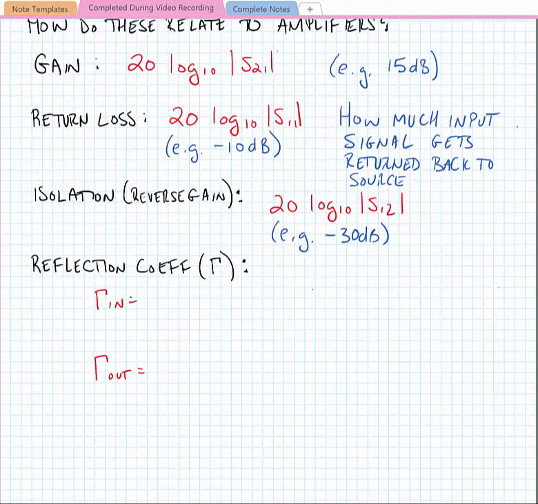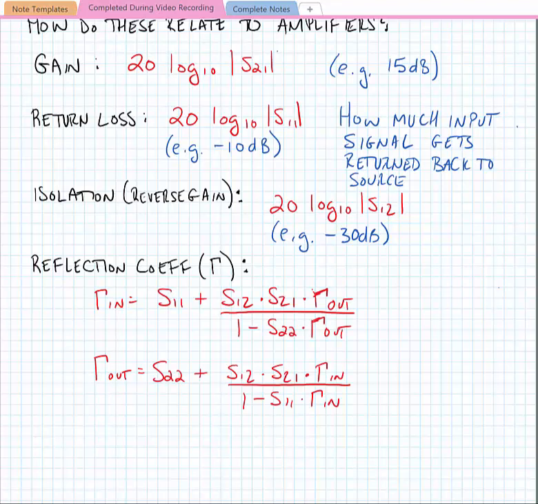We can also find the input and output reflection coefficients, which relate to the port impedances. So our input reflection coefficient is equal to S11 plus the reverse isolation times the gain times the reflection coefficient at the output port divided by 1 minus the S22 times the reflection coefficient at the output port. And gamma out has a similar function, albeit we just replace gamma out with gamma in and S11 with S22 in the equation.